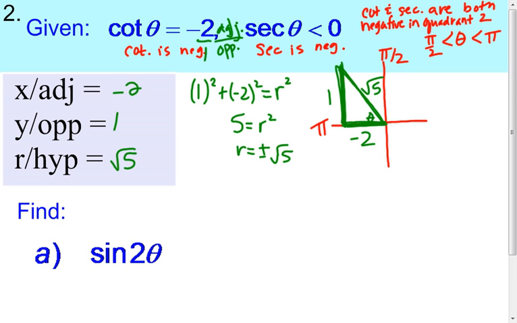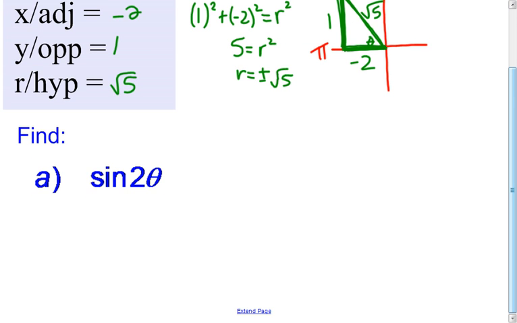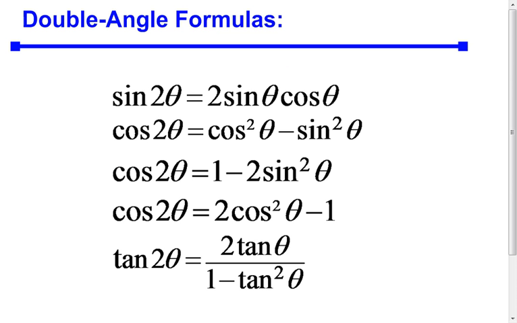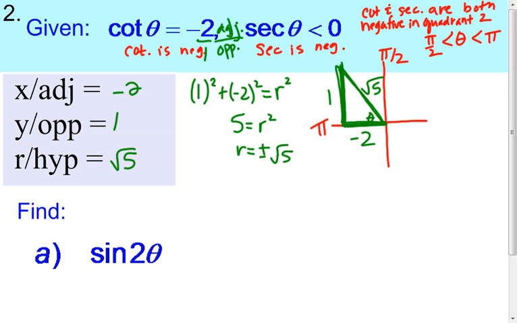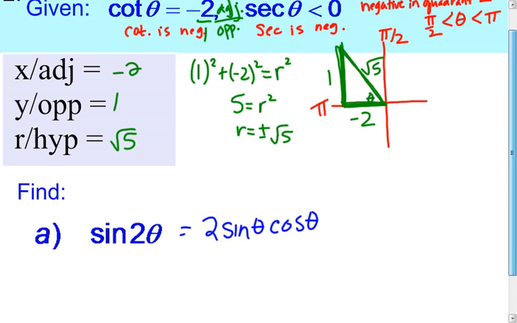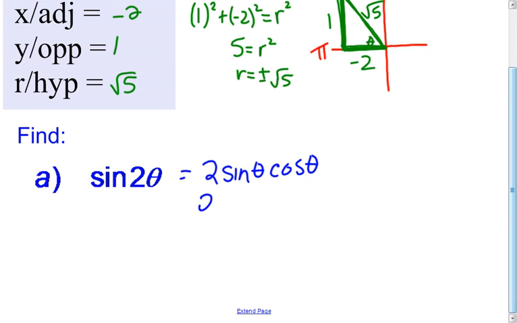Okay, so I need to find sine at 2 theta. Again, you can't find sine at theta and multiply it by 2. You have to use this formula right here. So I'm going to use 2 sine theta cosine theta. And then I'm going to use the information in the blue box.